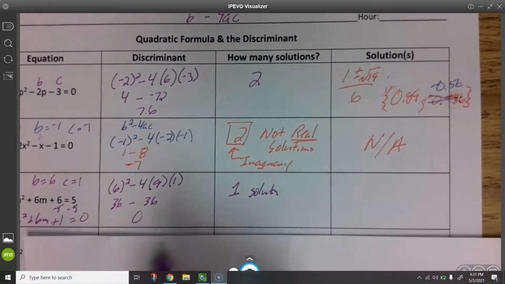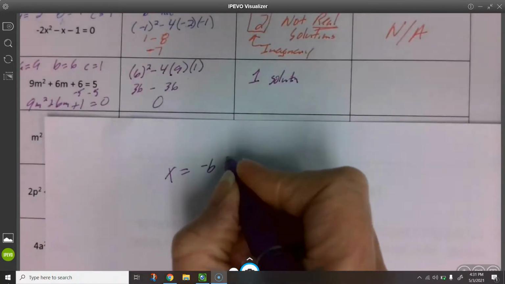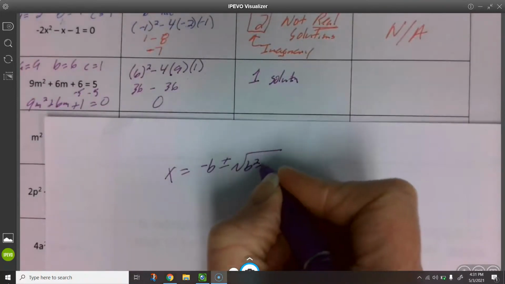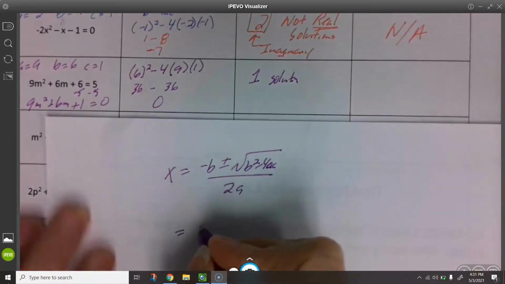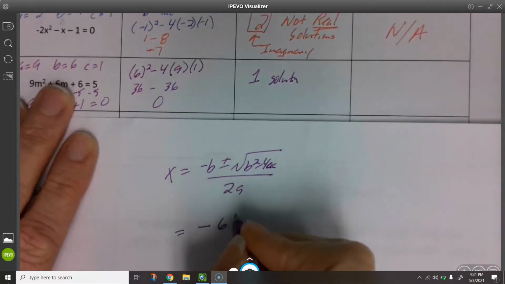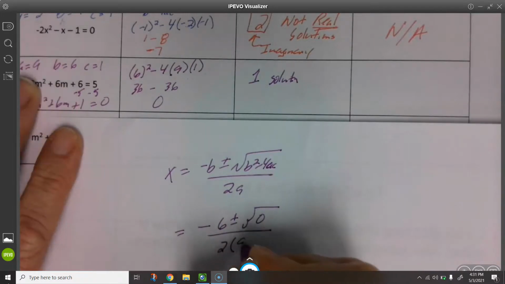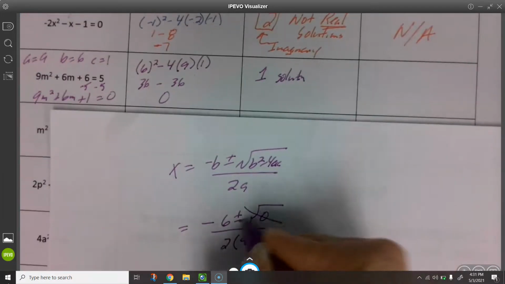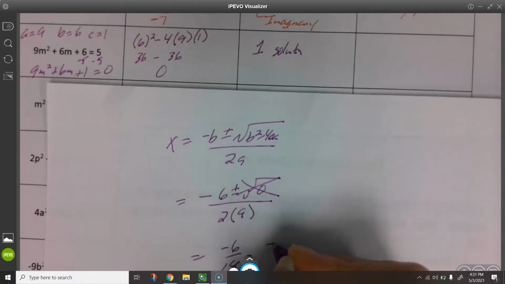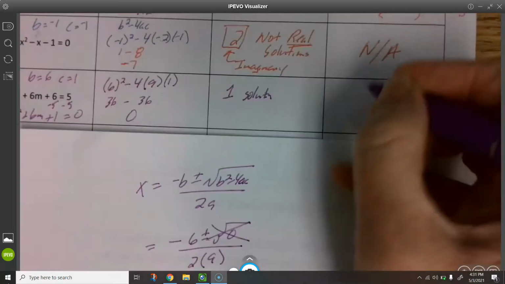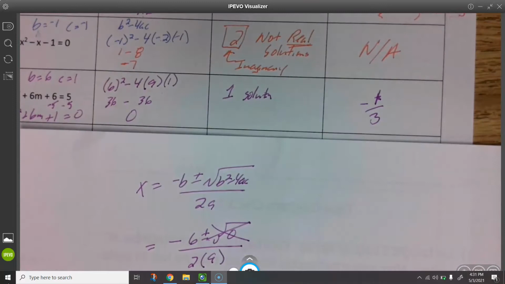So I'm going to take another piece of paper. Remember the quadratic formula: x equals negative b plus or minus the square root of b squared minus 4ac, all over 2a. So we have negative b, so negative 6 plus or minus, and this is 0, all over 2 times a. In other words, this doesn't matter. We get negative 6 over 18, in lowest terms that would be negative 1/3. That's our only solution. Okay, that's all we do.